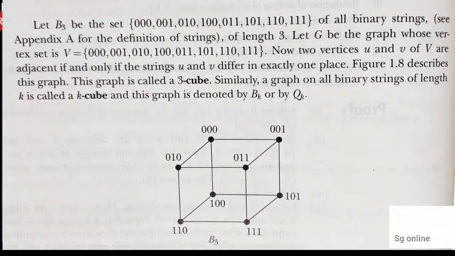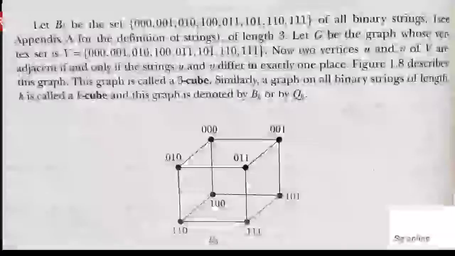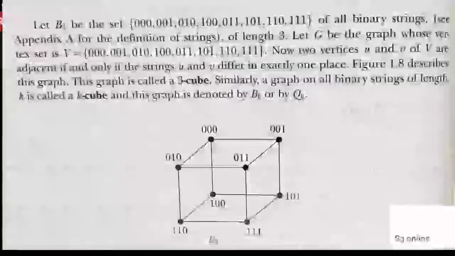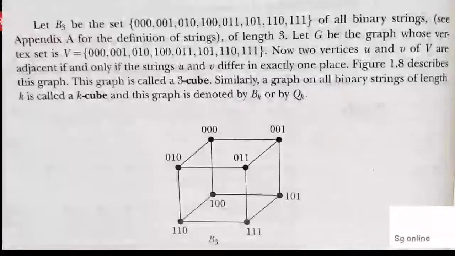So you see that there is an edge here, there is an edge here, and as before, since there are 3 places, differing in one place means there are 3 cases. It may differ in the first place, it may differ in the second place, it may differ in the 3rd place, and the inputs are only 0 and 1. So differing means if it is not 0, it must be 1. If it is not 1, it must be 0. So differing means just the opposite.